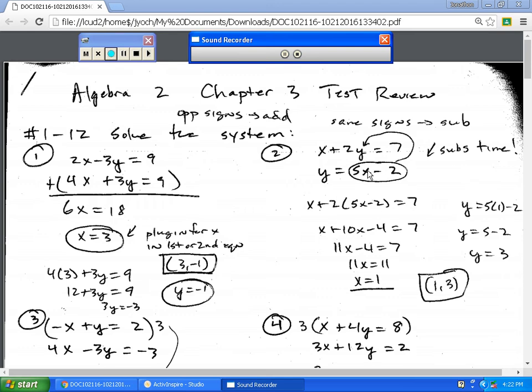Guys, you want to use substitution for number 2 here. Y is equal to 5x minus 2. Plug that in for y right here. It's going to be x plus 2 times 5x minus 2 is 7. Use distribution. You get 10x minus 4. 11x minus 4 is 7. Solve, you get x is 1. Plug it in, Glade style.